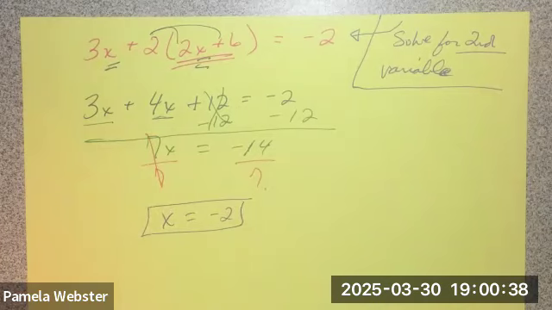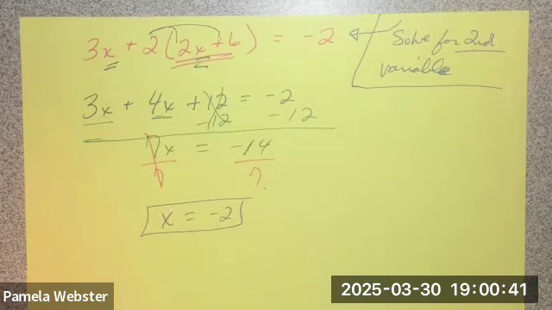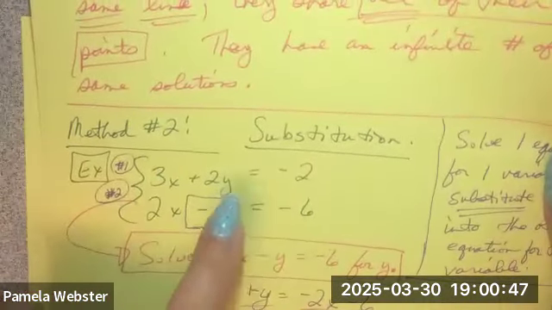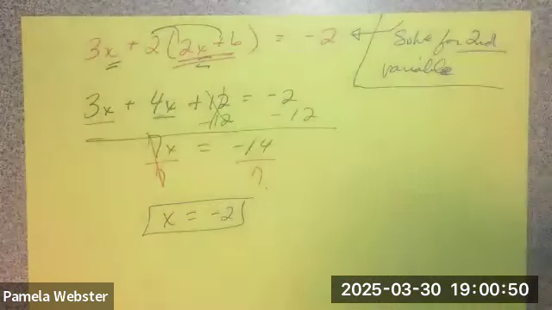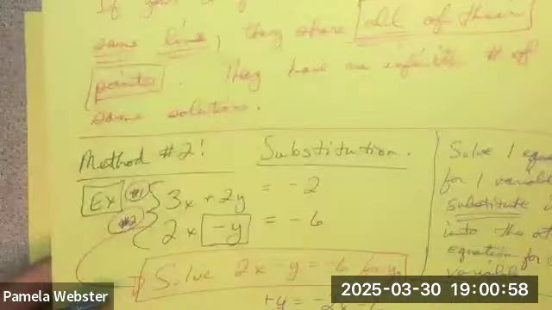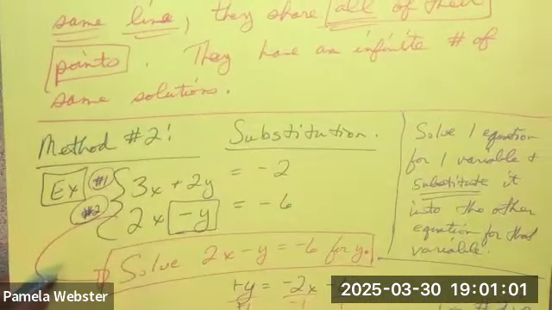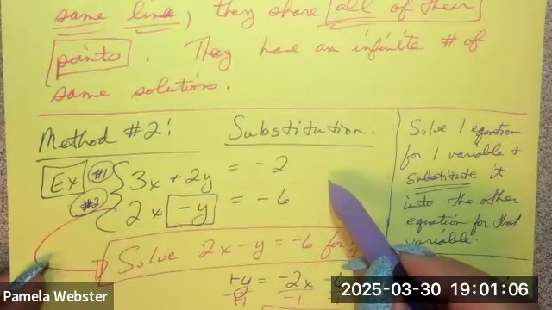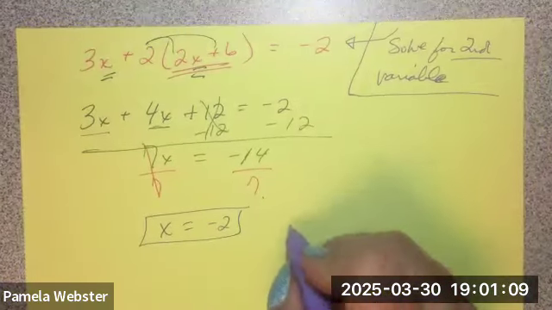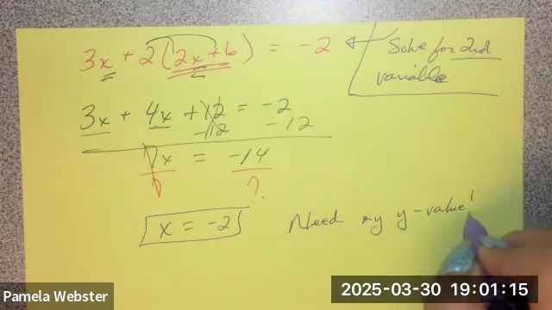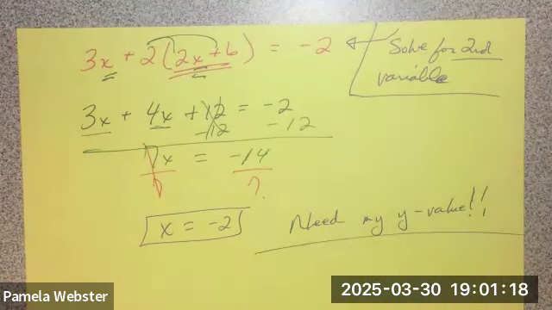Solve for the second variable. Now I have a value for my x. Looking back at my original problem, I had x and y. Is it enough for me to say x equals -2? No, Dr. Webster, it's not enough. We have to get a value for both of these. In fact, if this is a system of equations, we know these two lines are going to cross, and this is going to be a coordinate pair. So I need a point. I need my y value. I'm not done yet. I'm almost done, but not done yet.